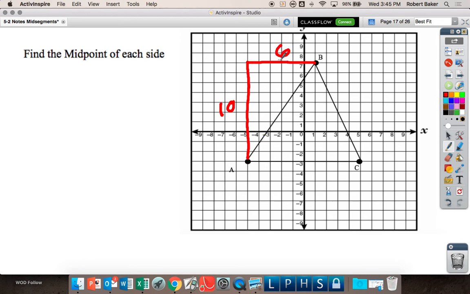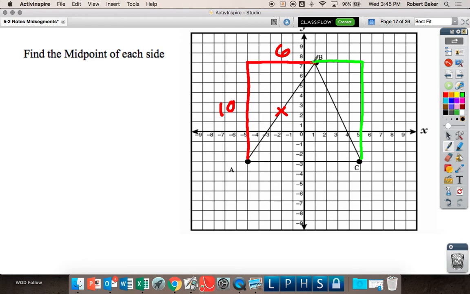Now that is how far it is to go from one end to the other. So how do I get to the midpoint exactly in the middle? Do half of that. So what's half of 10? And half of 6. Boom, midpoint. Can you use the green again? Okay, let's do green for Caleb. Nice. I like that. 10, 4.